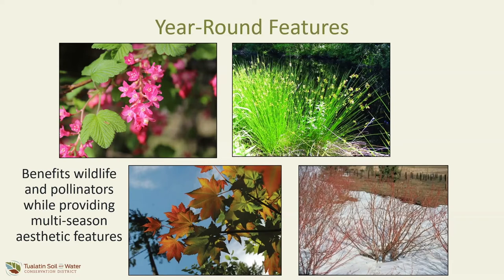Next to that one is a picture of sedges and rushes. These are species that are really well suited for wet areas, and they can provide really vibrant greenery all year round. Then looking at the bottom, we've got some deciduous tree leaves. So those provide really beautiful color in the fall. And then when those leaves drop, they provide some really important nutrients to the soil. And then the last picture is of the red twig dogwood. So that's in the middle of winter and it's lost all of its leaves, but it is still providing a really nice color source. So these are some Pacific Northwest native plants that can provide those year-round features.